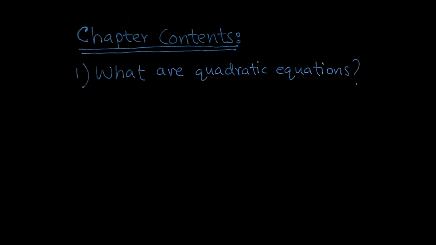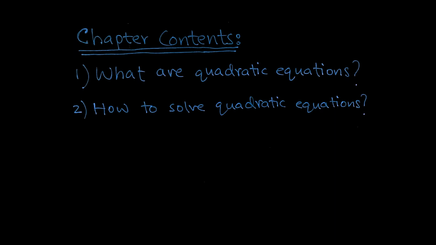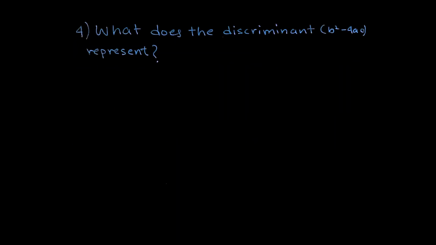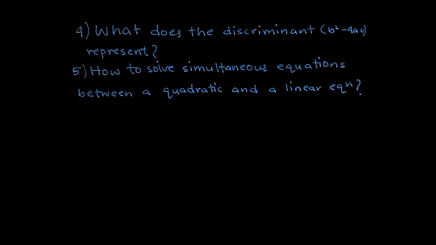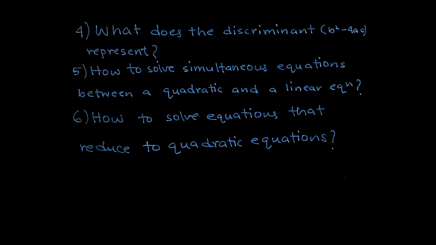In this chapter, we'll learn what are quadratic equations, how to solve quadratic equations, how to sketch graphs, what the discriminant b squared minus 4ac represents, how to solve simultaneous equations between a quadratic and a linear equation, and how to solve equations which reduce to quadratic equations.